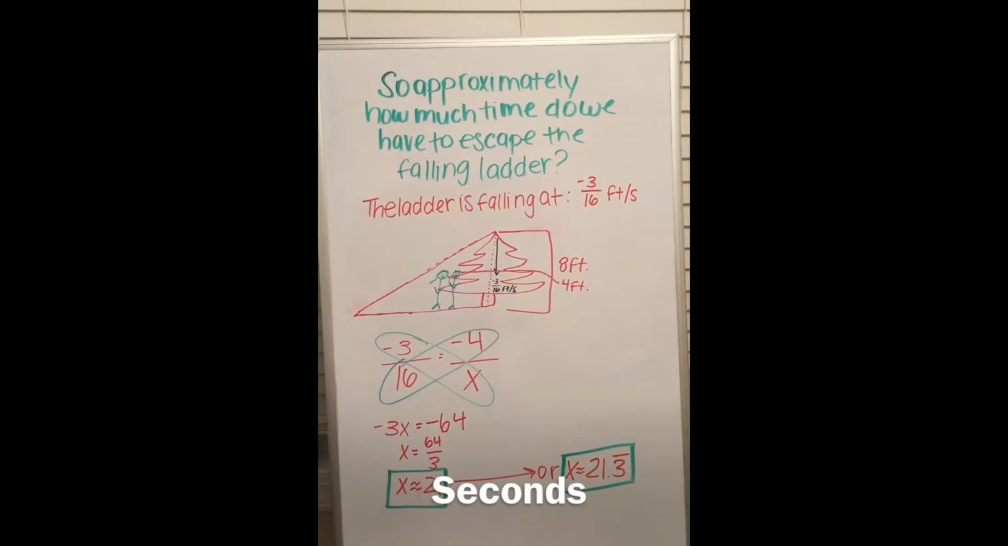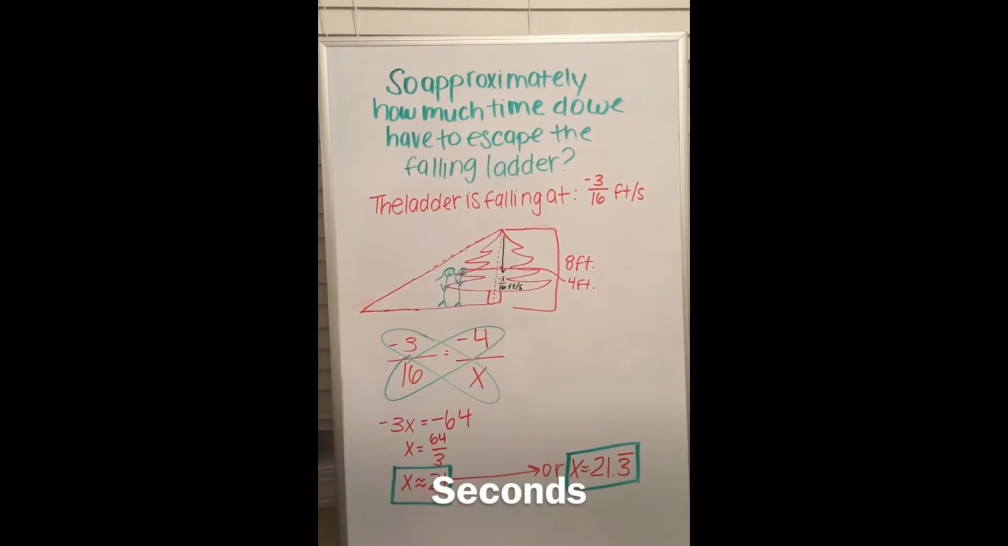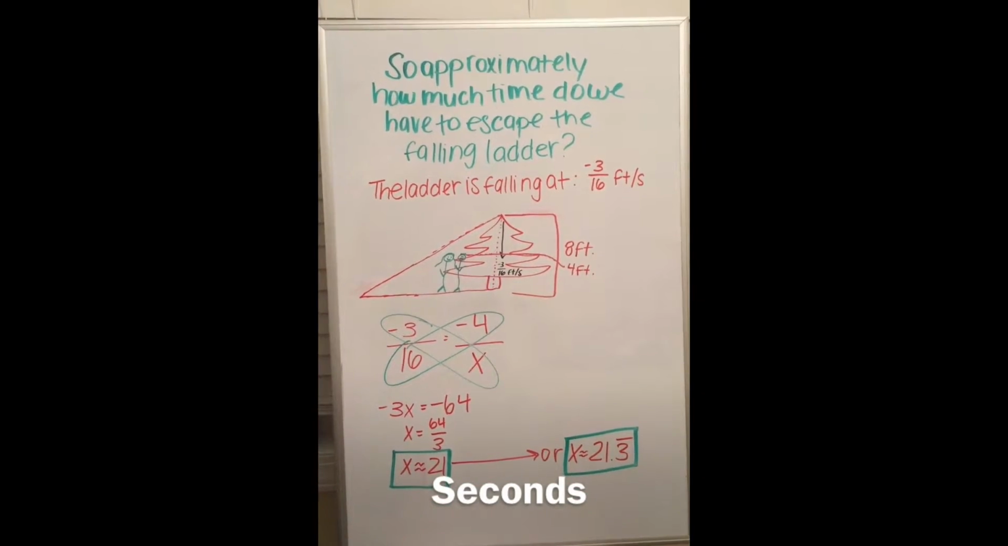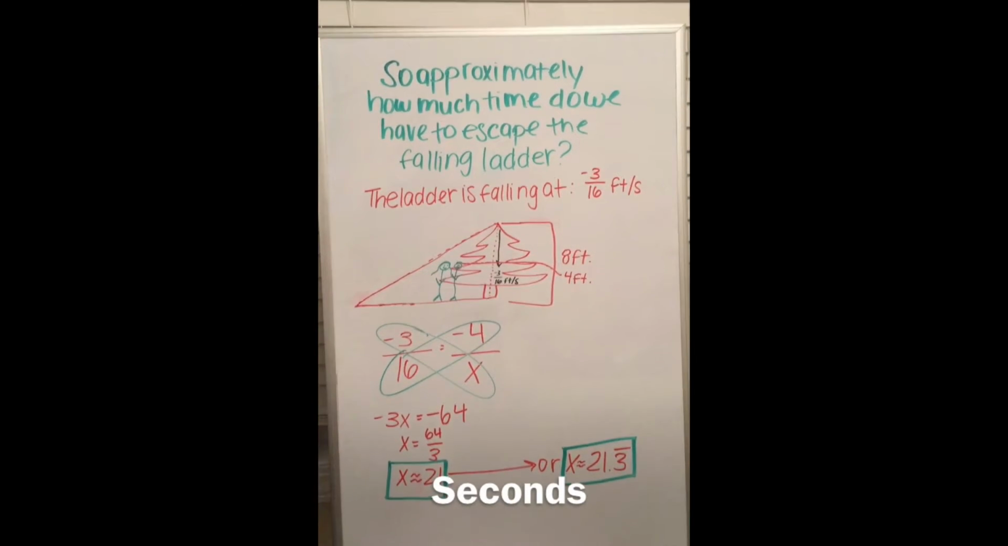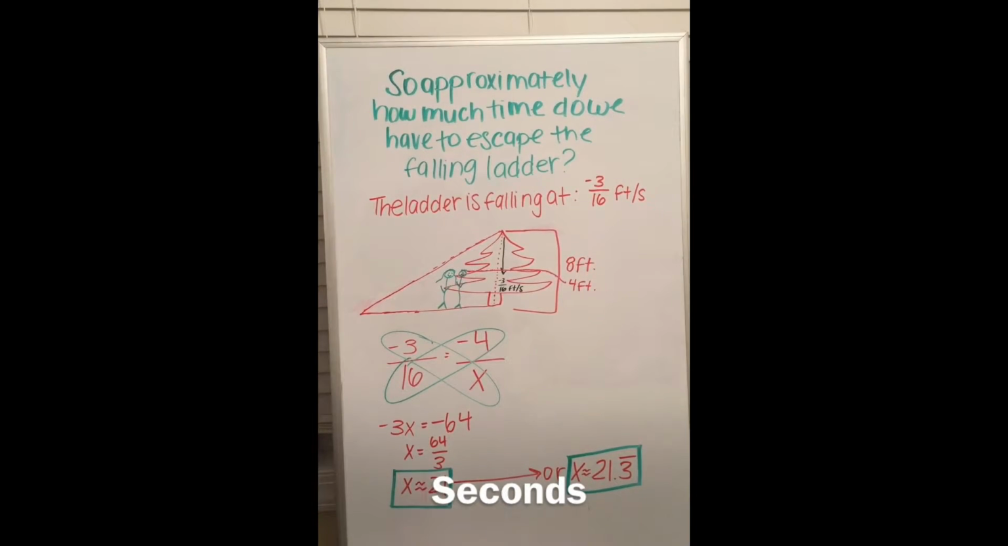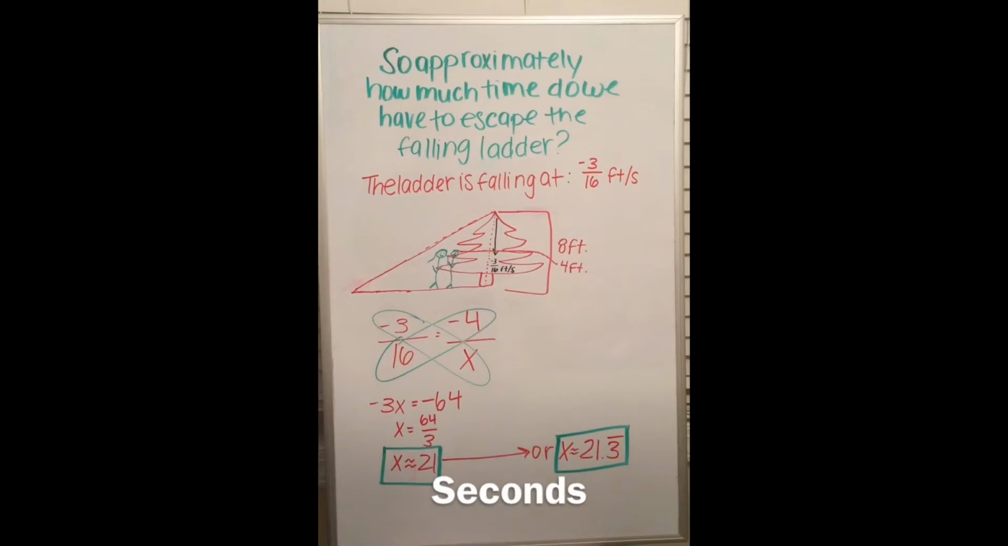The ladder is falling at -3/16 feet per second, so using a cross multiplication technique, we will put that on the left side of the equation. On the right side, we will have -4 divided by x. -4 is a representation of the distance that the ladder will need to drop before it hits the children's heads so they can get out of the way in time.